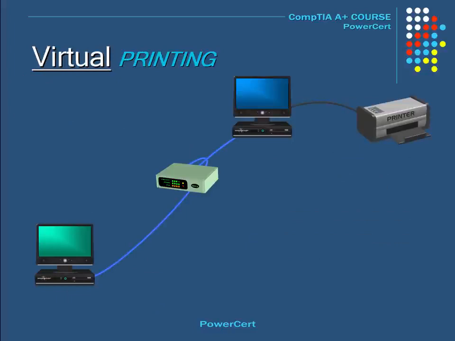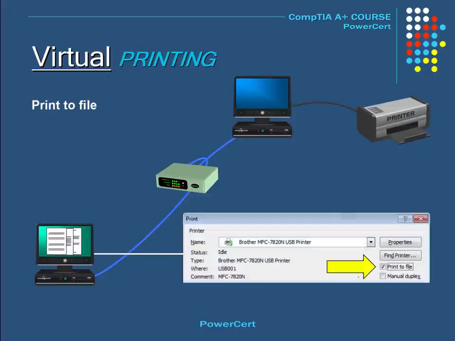Instead of printing a document onto physical paper, you can also print your document and store it on your computer in a digital form. And this is called virtual printing. Virtual printing is done for several reasons. And one of those reasons is called print to file. Print to file saves the document in a ready-to-print format that another printer can print.